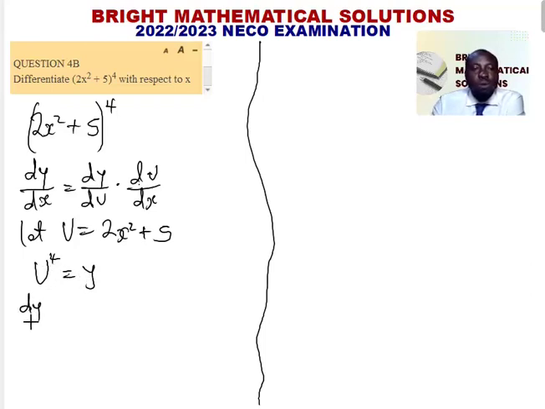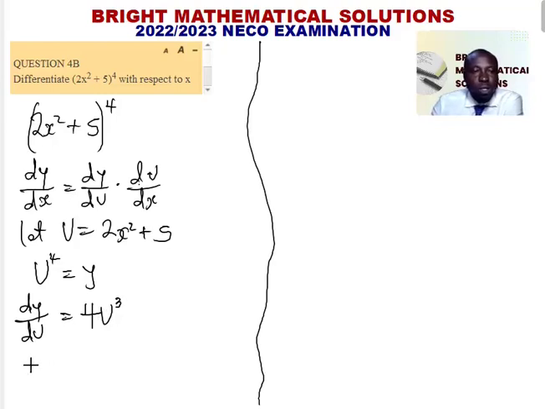So now dy/du. If we differentiate this y with respect to this u, it gives us 4u raised to the power of 3, because we use this 4 to multiply whatever is here, and we subtract 1 from the power, and that is how we get 4u raised to the power of 3.